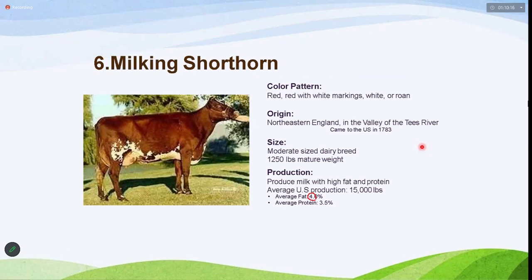Milking Shorthorn. So another breed, okay? You can see the average production of milk with the fat at 4.4.